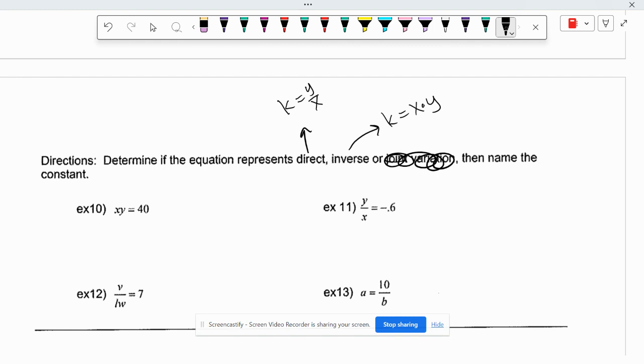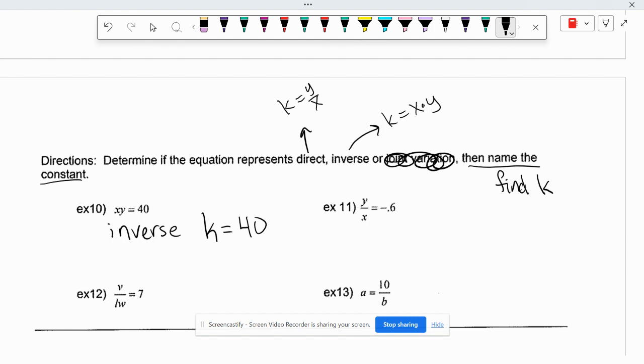Do you see where it says, and then name the constant? That means find K. Name the constant, find K. So example number 10. What kind of variation is that? It's inverse variation. And what does K equal? What is the constant of variation? Yeah, K is 40. If K equals X times Y, and X times Y equals 40, then K is 40. Let's look at example number 11.